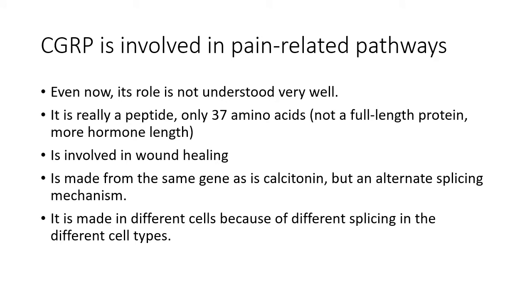CGRP is not really well understood, but it does function in pain-related pathways, such as wound healing. Okay, so it's important to recognize that it's produced by the same gene that produces calcitonin, but the roles of those two peptides are completely different in cells.